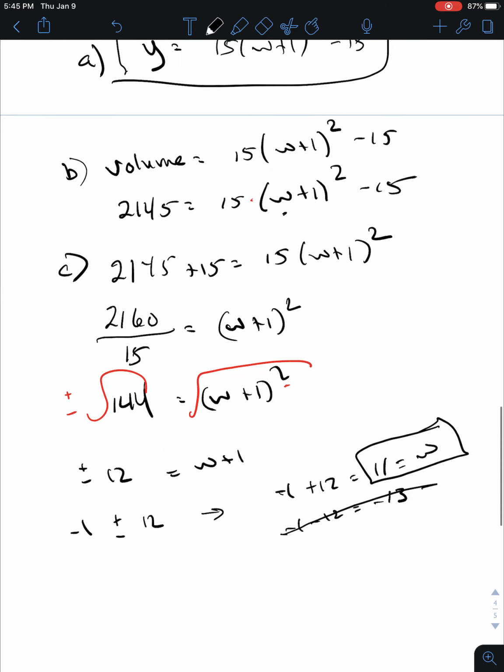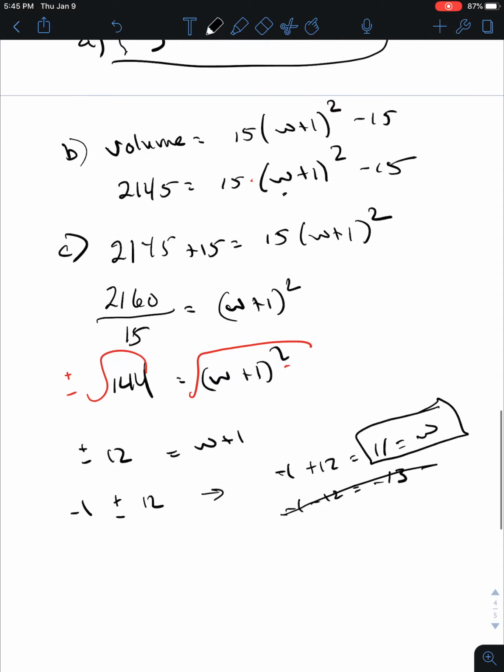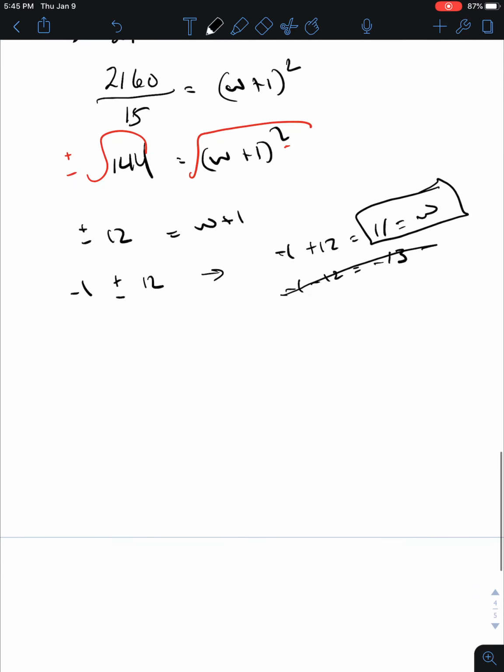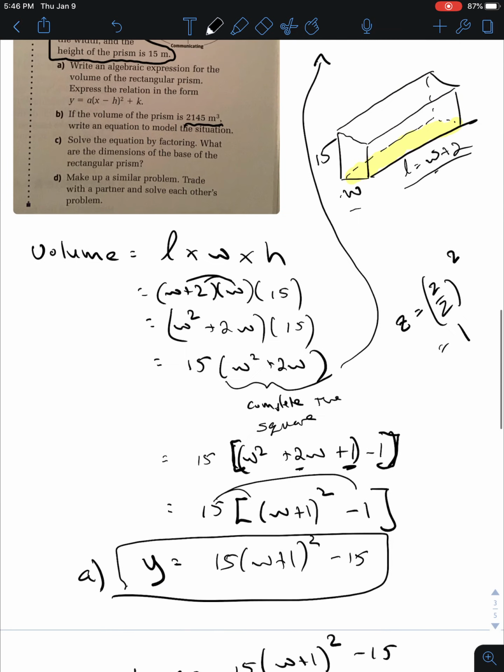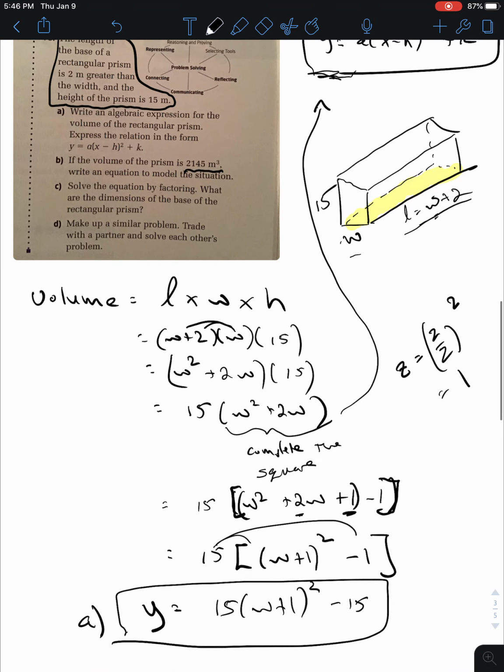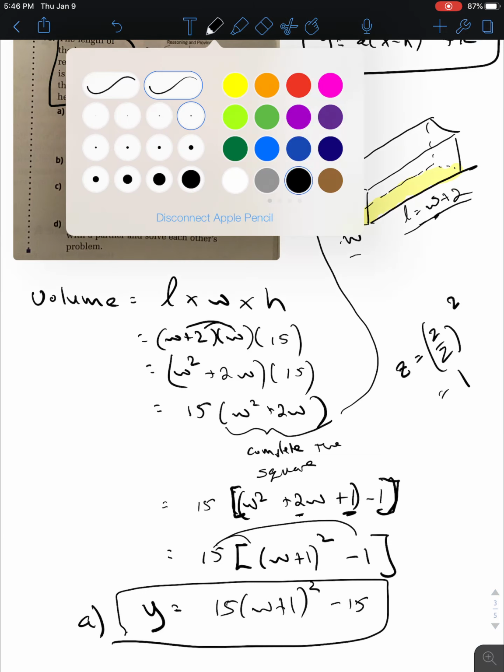So you see how much faster that is than the process where I'd have to expand this, and then it's just not going to be pretty. It's a lot more work to factor this in order to find the width than it would be just to solve for the width directly. So there's my W equals 11.